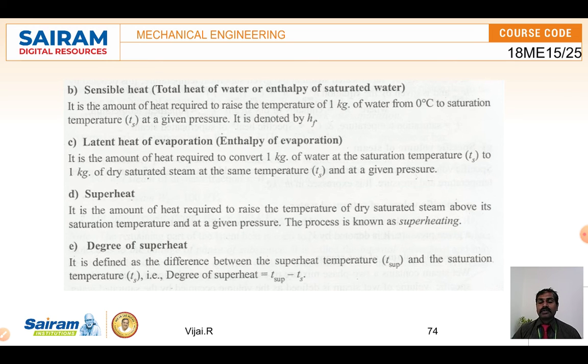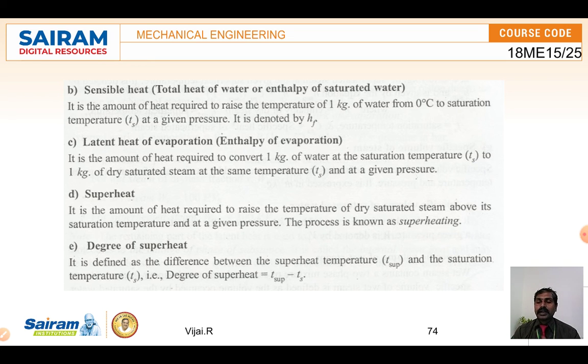Latent heat is different. It is the amount of heat required to convert 1 kg of water at the saturation temperature to dry saturated steam. So B to C is the heat taken for the enthalpy of evaporation, the conversion of water at saturation temperature, 100 degrees, to steam at the same saturation temperature. How much heat is required to convert water at 100 degrees C to steam? That is called the latent heat of evaporation.